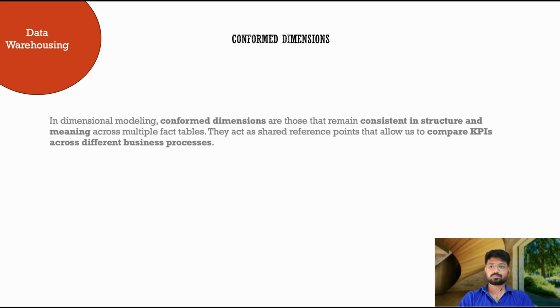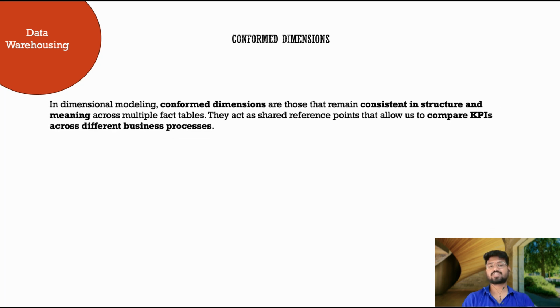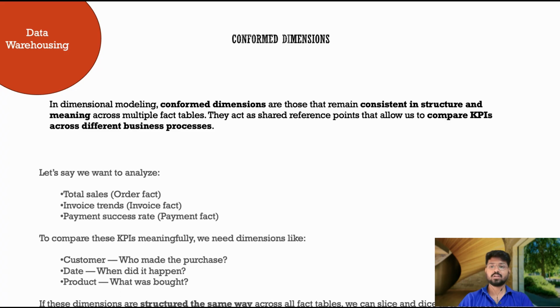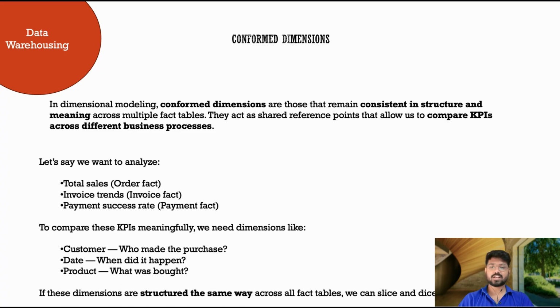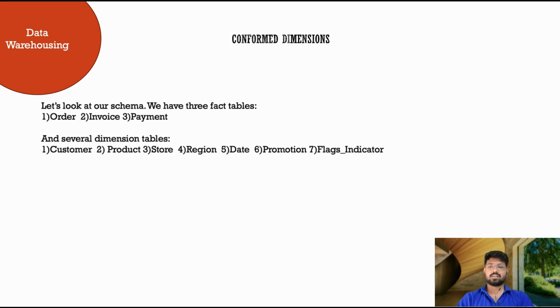So if I talk about the definition of conformed dimensions, they are those that remain consistent in structure and have the same meaning across all the fact tables. Let's say we want to analyze total sales, that is the order fact table, invoice trends, or payment success rate. To compare these KPIs meaningfully, we need dimensions like customer, date, and product. Now, if these dimensions are structured the same way across all the fact tables, we can slice and dice our KPIs seamlessly.